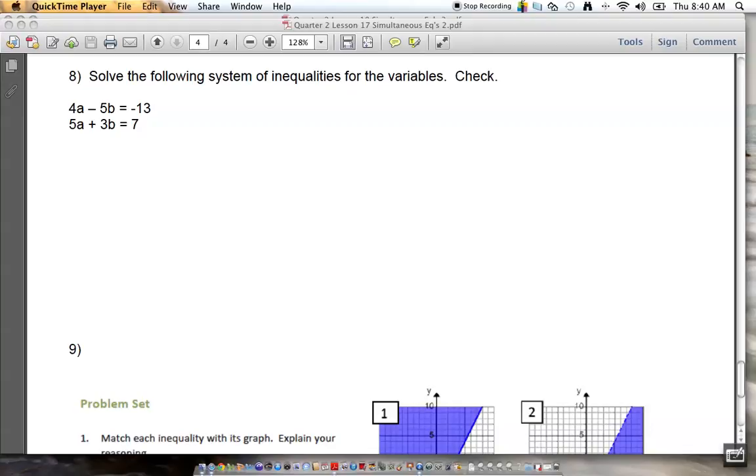Okay, so I want to eliminate a variable. I'm going to get rid of the B's because of the opposite signs, which means I need to multiply the top one by 3 and the bottom one by 5. You could choose a bigger number as long as it worked out for both. For instance, you could choose 6 and 10 if you wanted to and match up to 30. Distributing the 3 to the first one, I get 12a minus 15b is -39. Now, distributing the 5 to the bottom, I get 25a plus 15b is equal to 35.